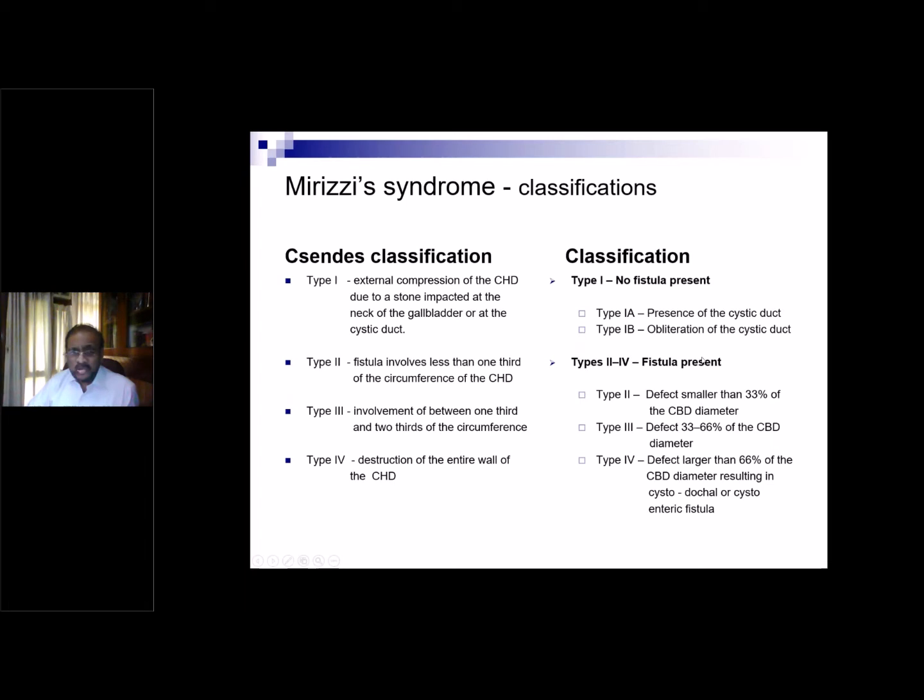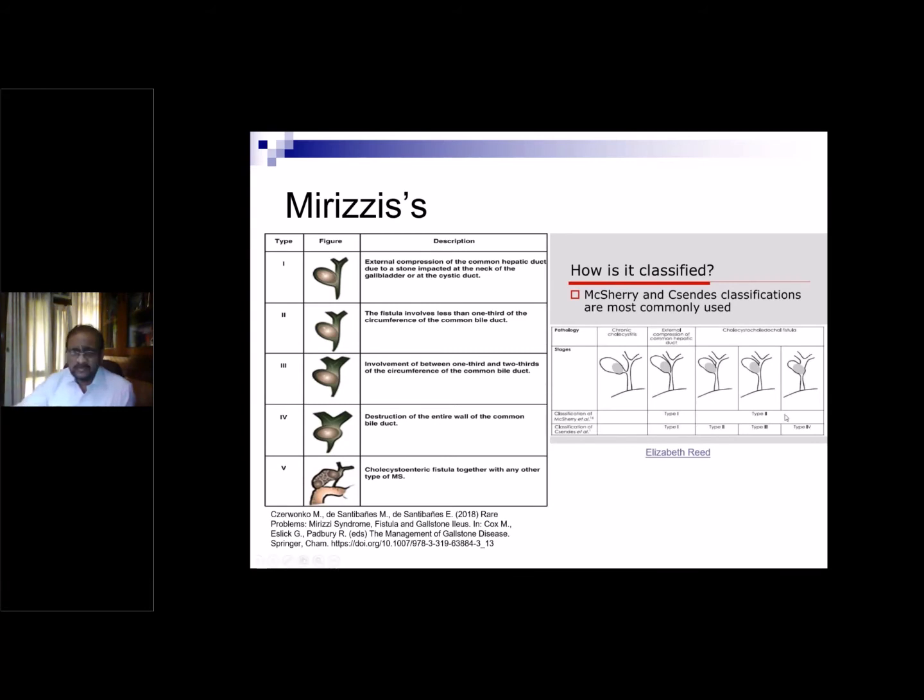But 2 to 4, now the fistula starts, and type 2, you have less than 1/3 of the CBD diameter involved, or CHD diameter involved. Type 3, 33 to 66%, that is 2/3, and type 4 is more than 2/3 of the whole of the diameter involved. And this should be mentioned as CHD, rather than CBD, not my typo error. There's basically, I think, the error in the classification. Okay. Now, this is basically Mirizzi syndrome we're talking about.